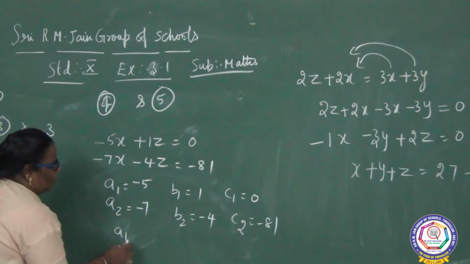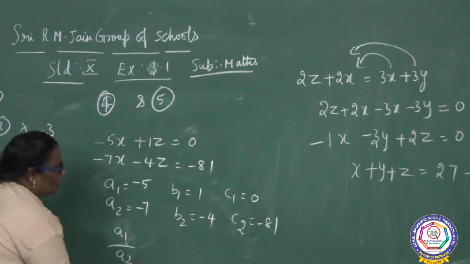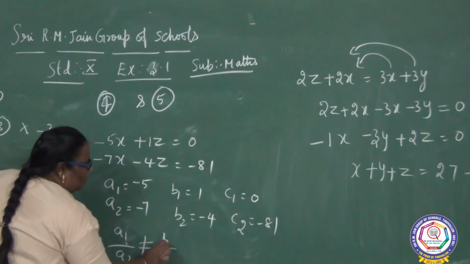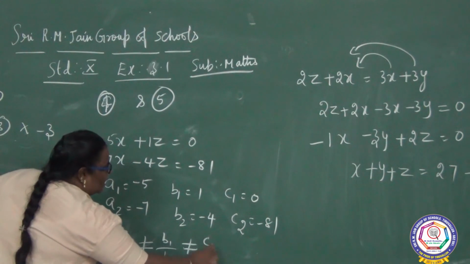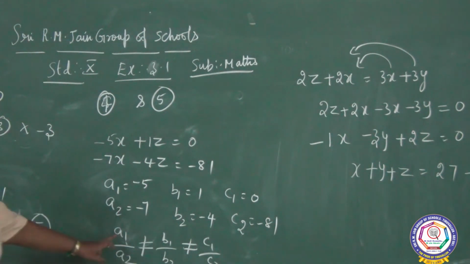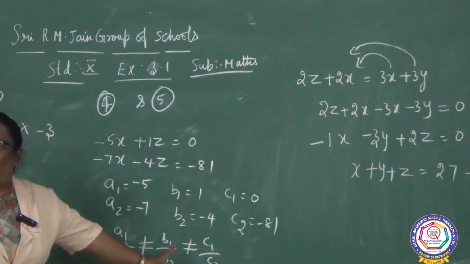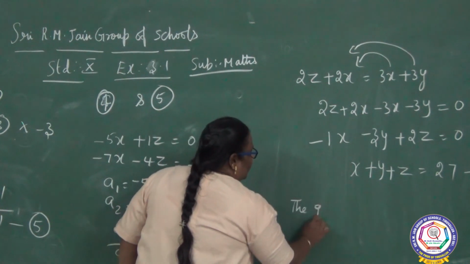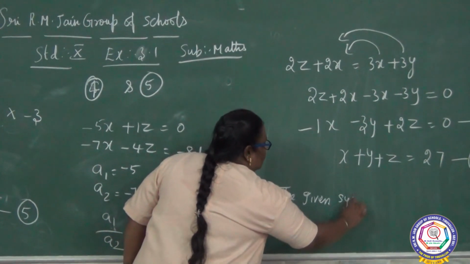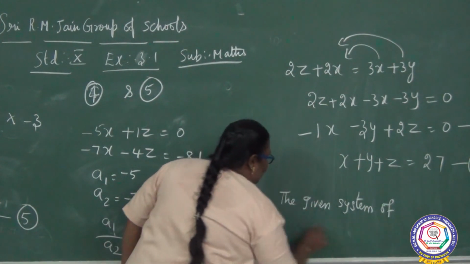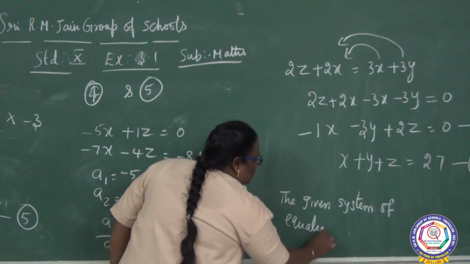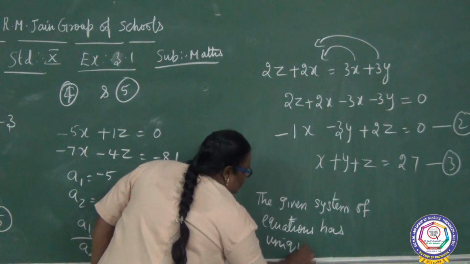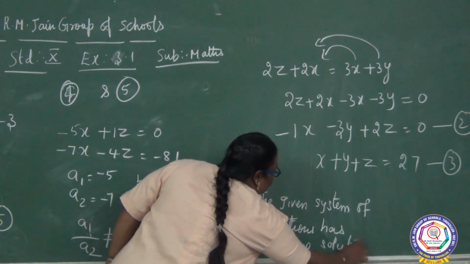So a1/a2 not equal to b1/b2 not equal to c1/c2, or it is sufficient. You can see a1/a2 not equal to b1/b2 itself. So the given system of equations has a unique solution.